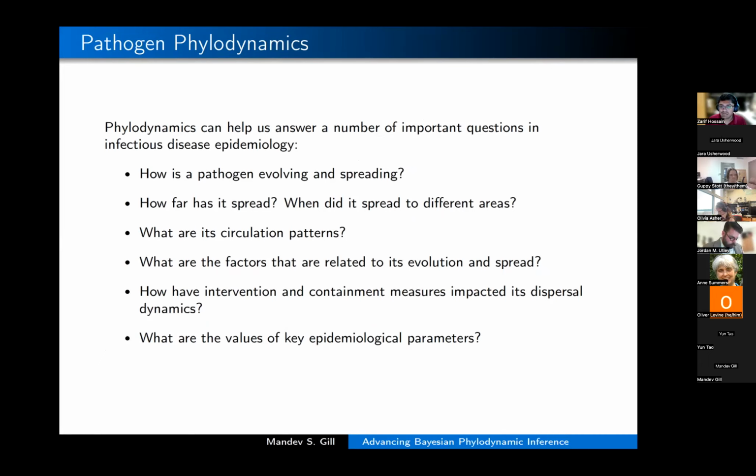So, for example, how is a pathogen evolving and spreading? How far has it spread? When did it spread to different areas? How big is the outbreak? What are its circulation patterns? What are the factors that are related to its evolution and spread? How have intervention and containment measures impacted its dispersal dynamics? And what are the values of key epidemiological parameters?